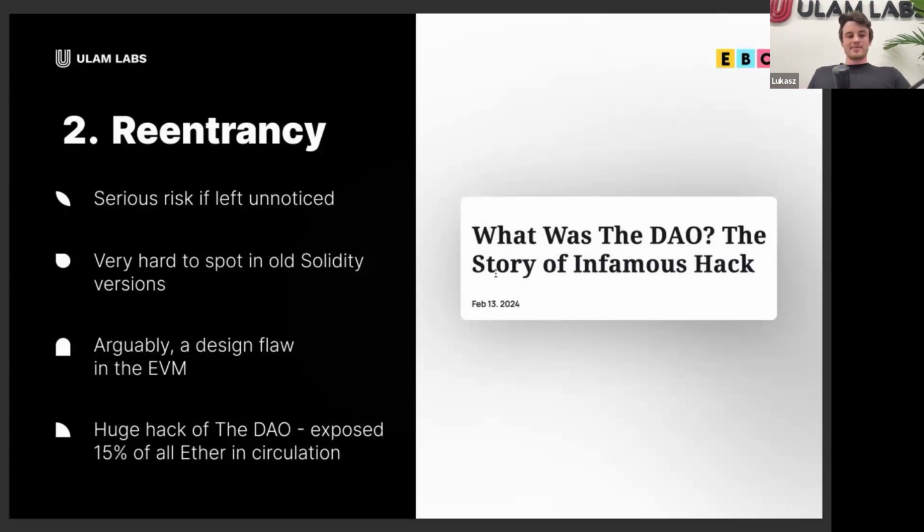And well, nowadays we have ways of dealing with this, but it is a serious, serious risk if left unchecked.